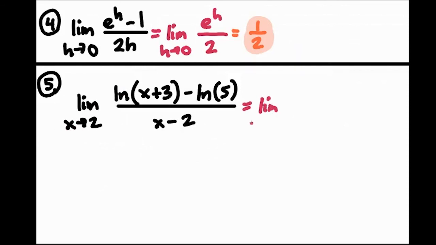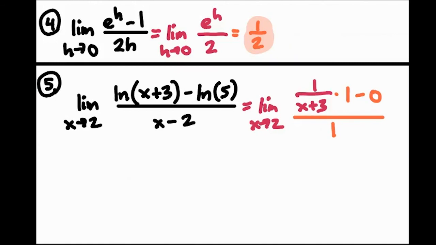You're going to end up with 1 over x plus 3 times 1, if you really want to be super technical, minus, what's the derivative of ln of 5? Nope. 0. It's a constant. Yep. Don't fall for it. Okay, the derivative of x minus 2 is going to be 1 minus 0, so I'm just going to put a 1 there.